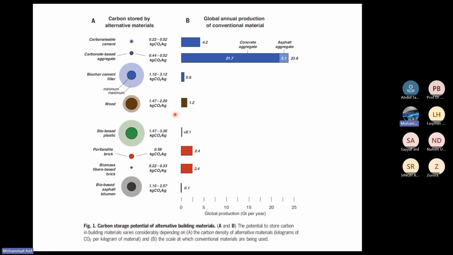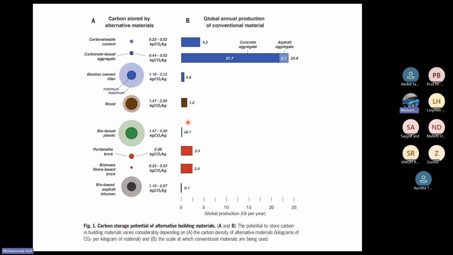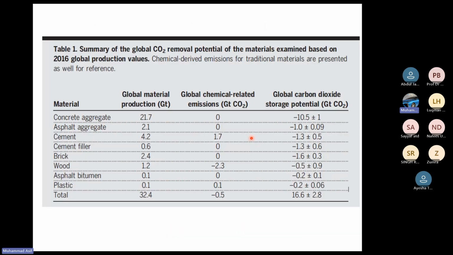So if we look at the global production, we are working on concrete aggregate, and also some amount of asphalt is there, but we are not using some other materials, so they are in very small quantity. If we can increase their quantity, maybe we can get carbon neutrality in a very efficient and sustainable manner. So here, this is a comparison table.